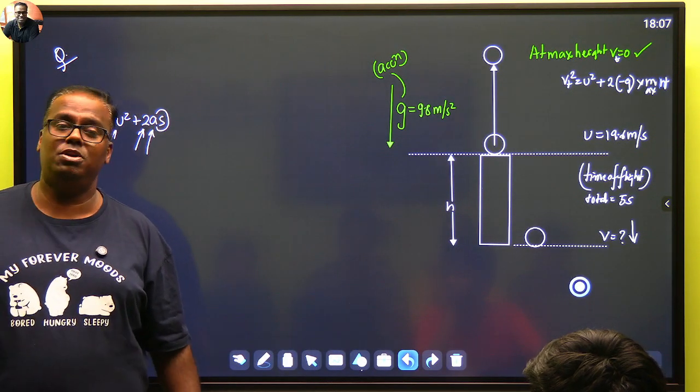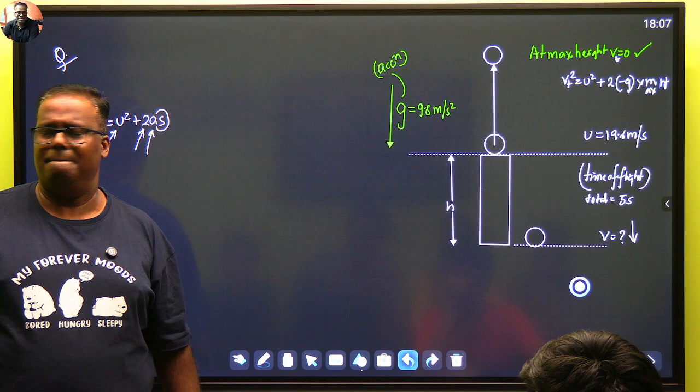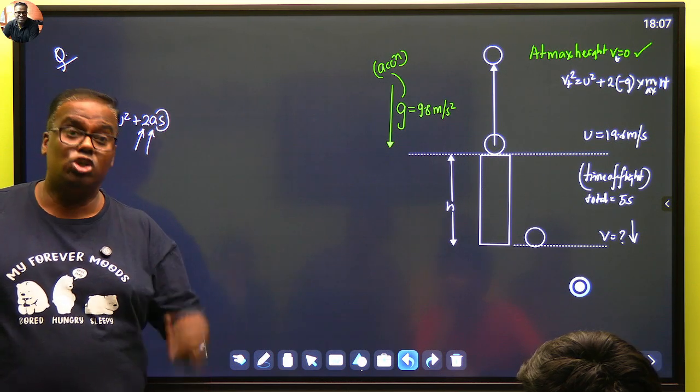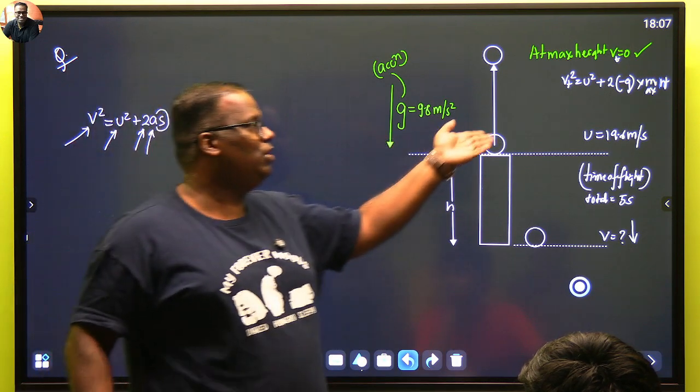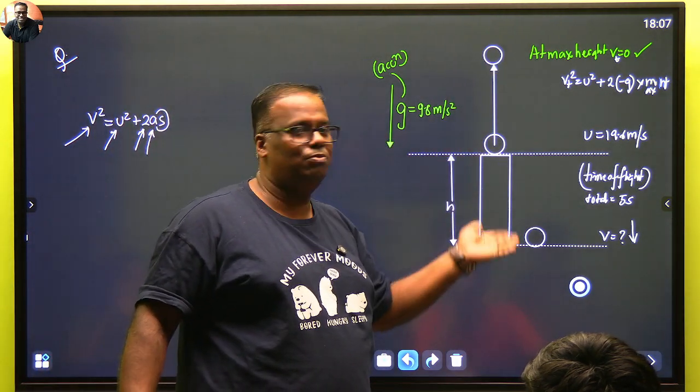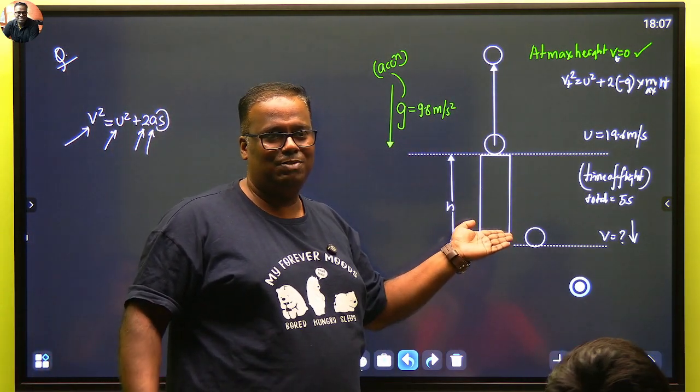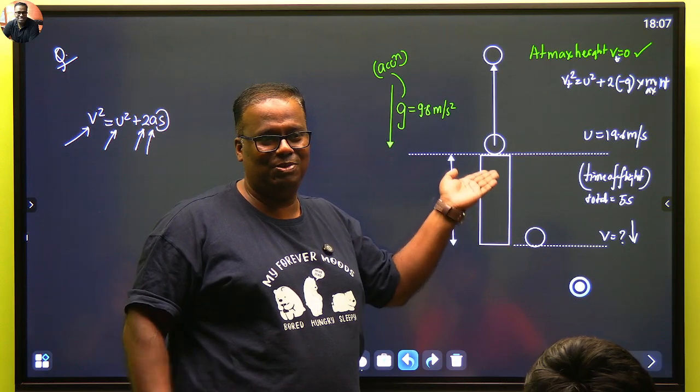Displacement. What is displacement? Straight line distance. Shortest straight line distance between initial and final. Why are you going for this motion? You can calculate the problem from here to here also. Displacement is the shortest straight line distance between initial and final.